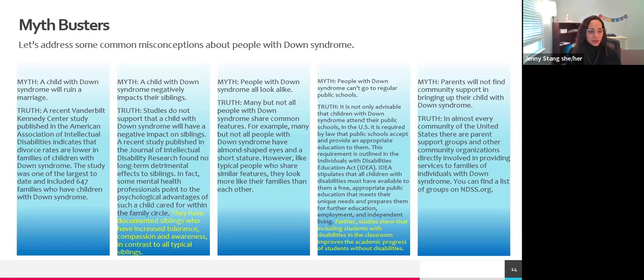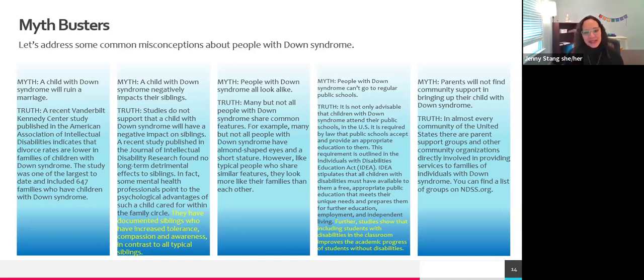So people who have children with Down syndrome have strong, loving relationships, just like people who have children that are typical, right? So it's always good to err on the side of caution and not make assumptions about people and their personal lives.